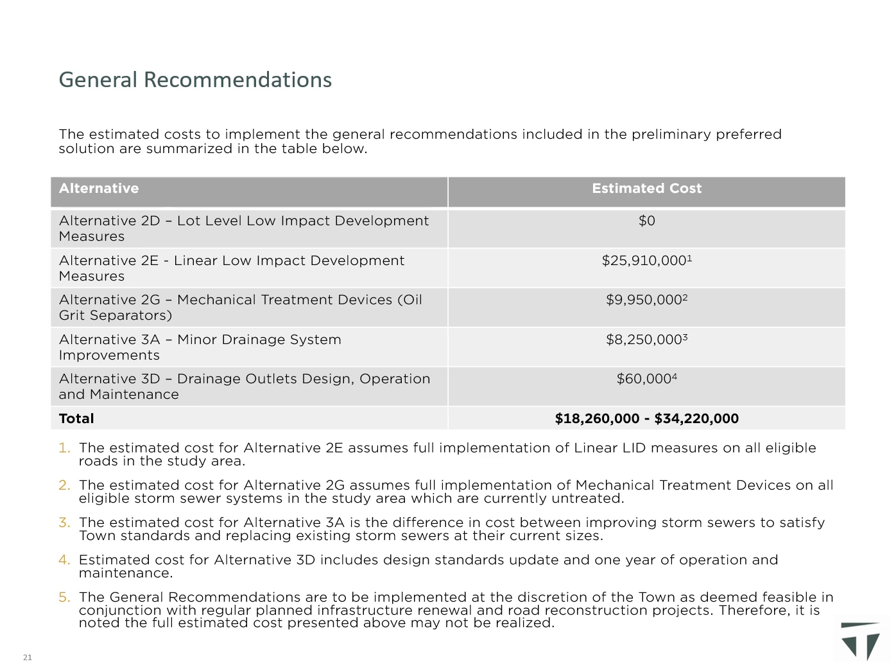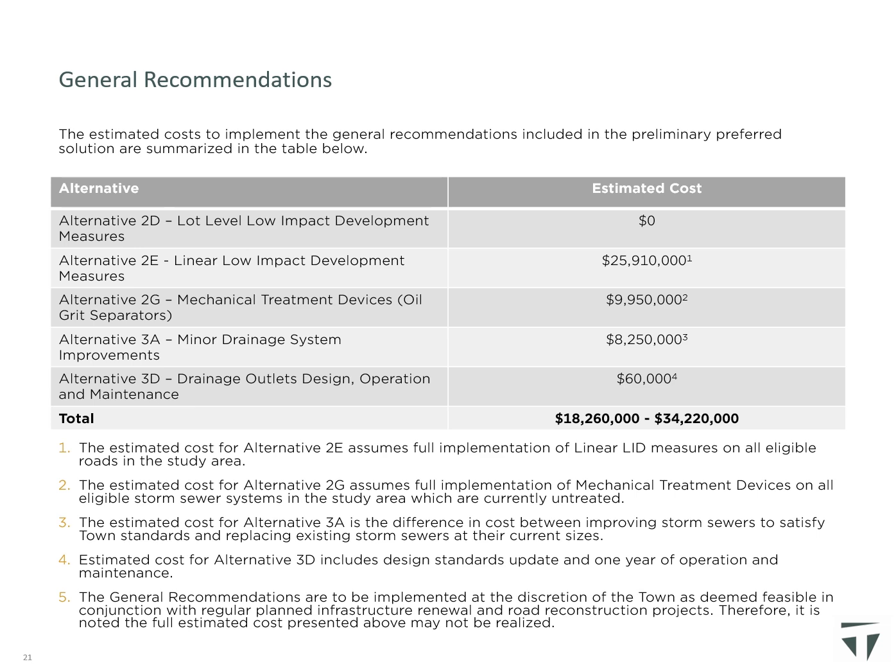Recognizing that there is overlap between alternatives 2E and 2G, the actual cost for the town to implement both of these alternatives will likely range between the costs presented for alternative 2E and alternative 2G if deemed feasible by the town. The estimated cost to implement alternative 3A is $8,250,000, which represents the difference in cost between improving storm sewers to satisfy town standards and replacing storm sewers at their existing sizes.